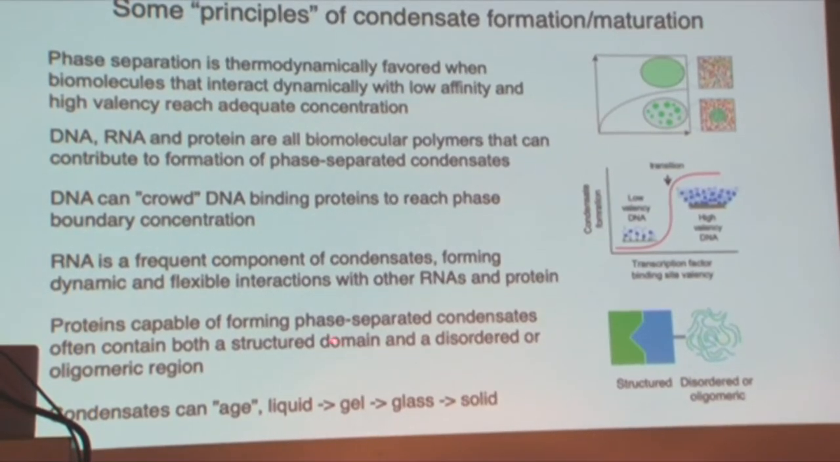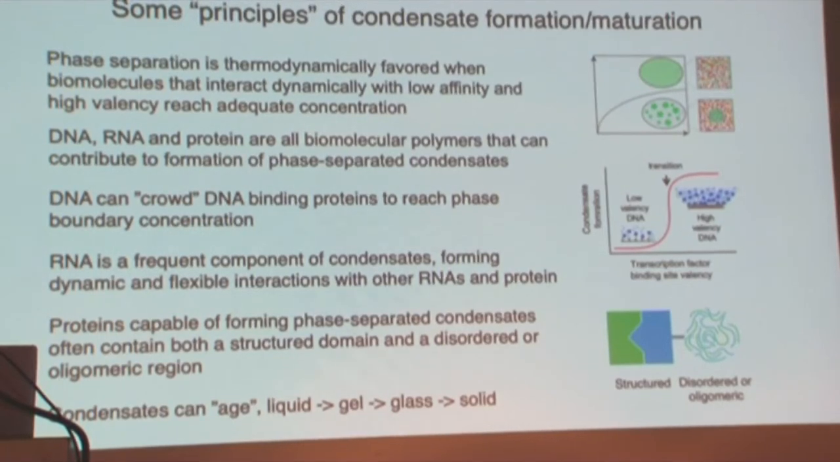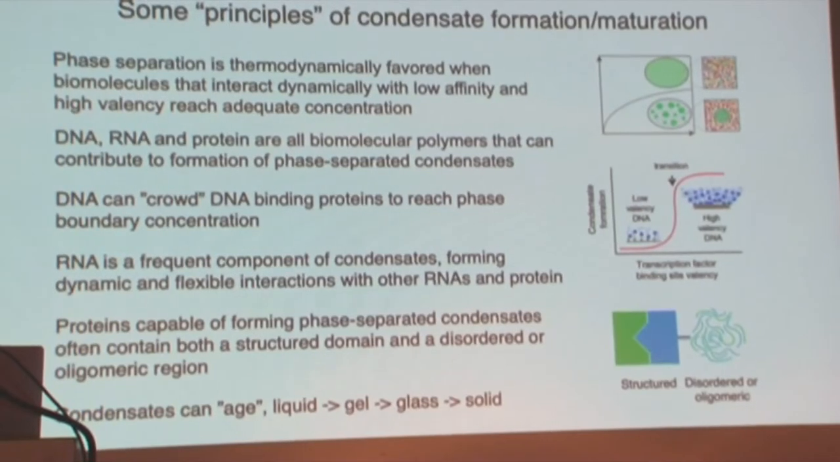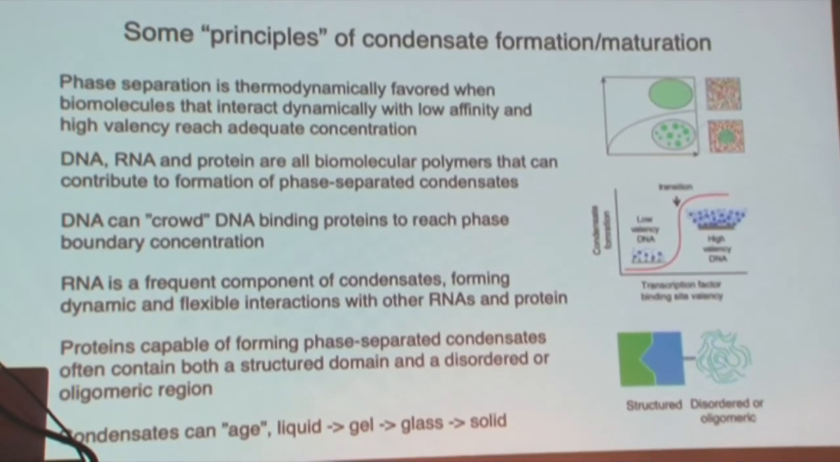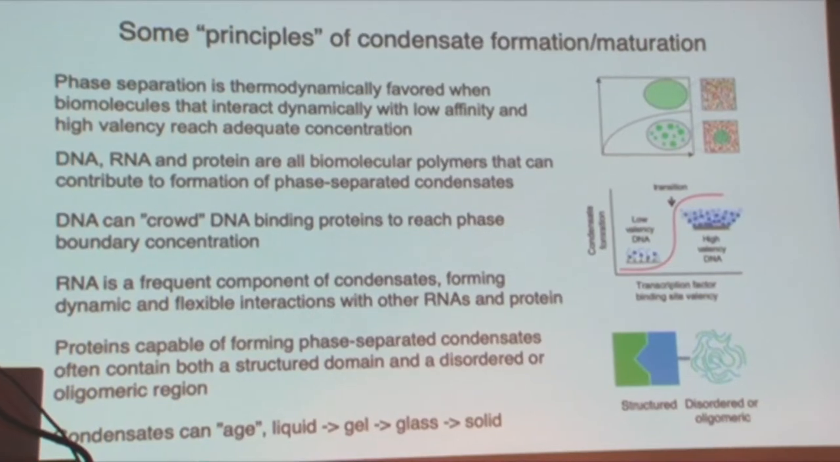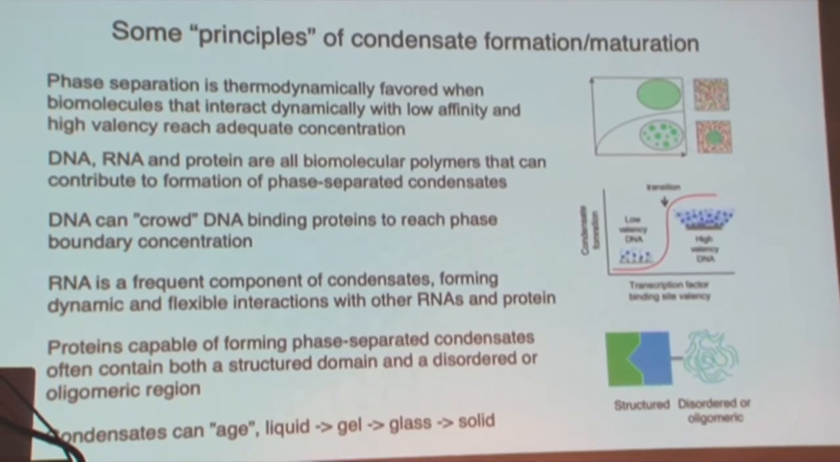What we often find is that proteins capable of forming these condensates that we think are phase-separated in cells have two domains. They have a domain that has a relatively high affinity interaction with something, DNA, RNA, another protein, but also a domain that is classically intrinsically disordered that is contributing to its condensate interaction properties.